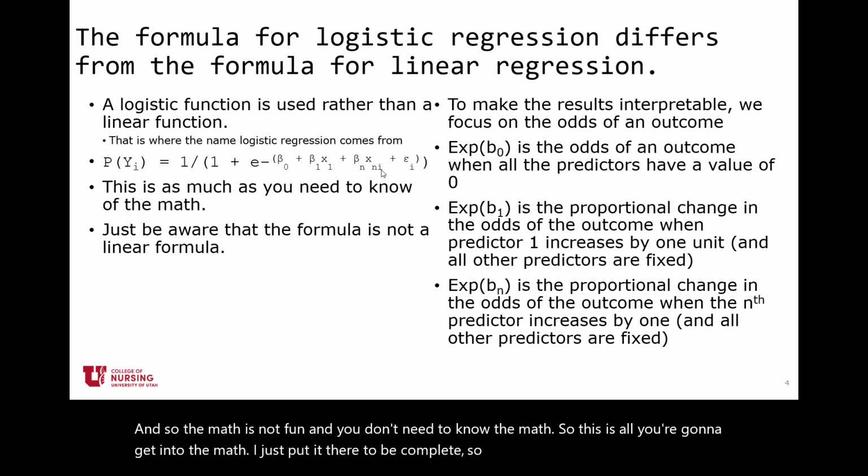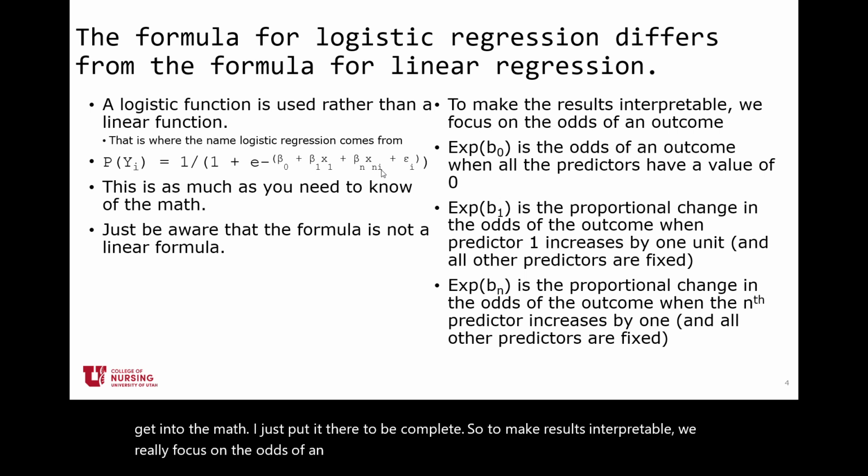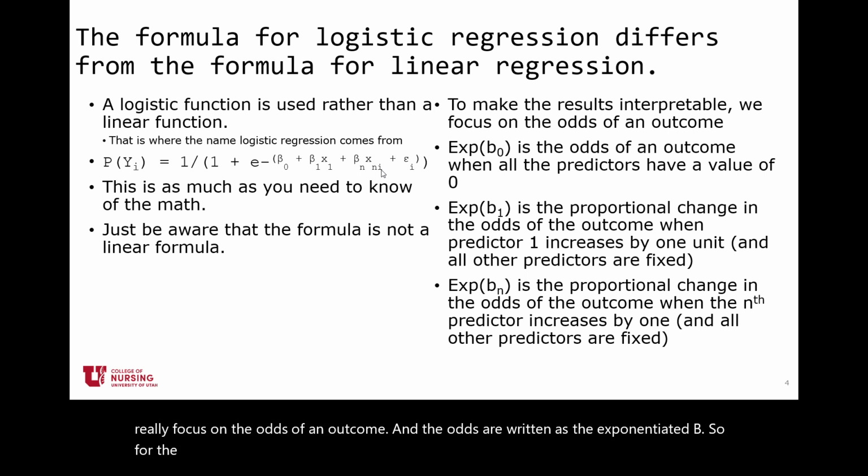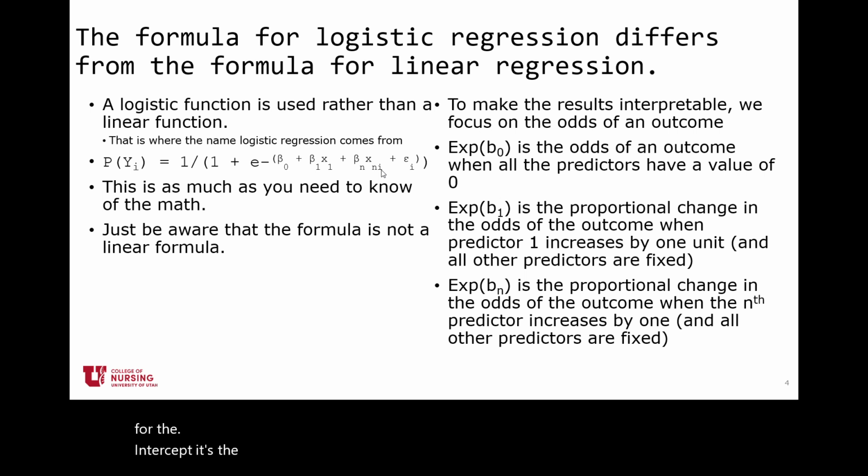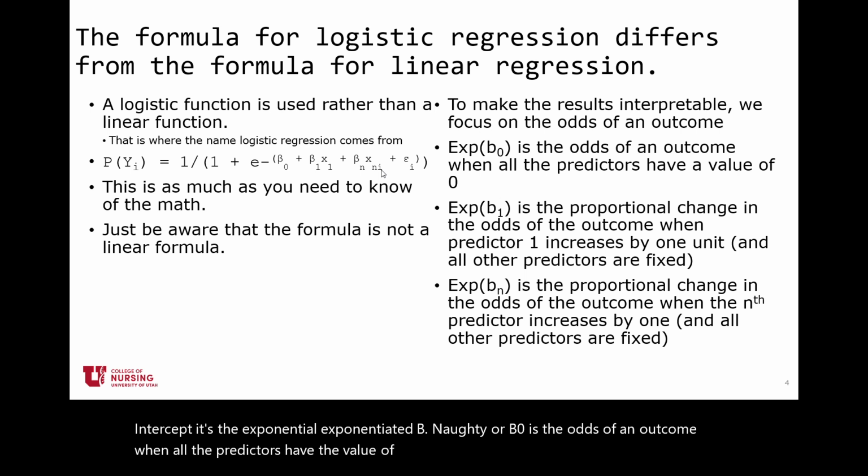So to make results interpretable, we really focus on the odds of an outcome. And the odds are written as the exponentiated b. So for the intercept, it's the exponentiated b naught, or b0, is the odds of an outcome when all the predictors have the value of 0. And then you would just keep going through the different predictors.